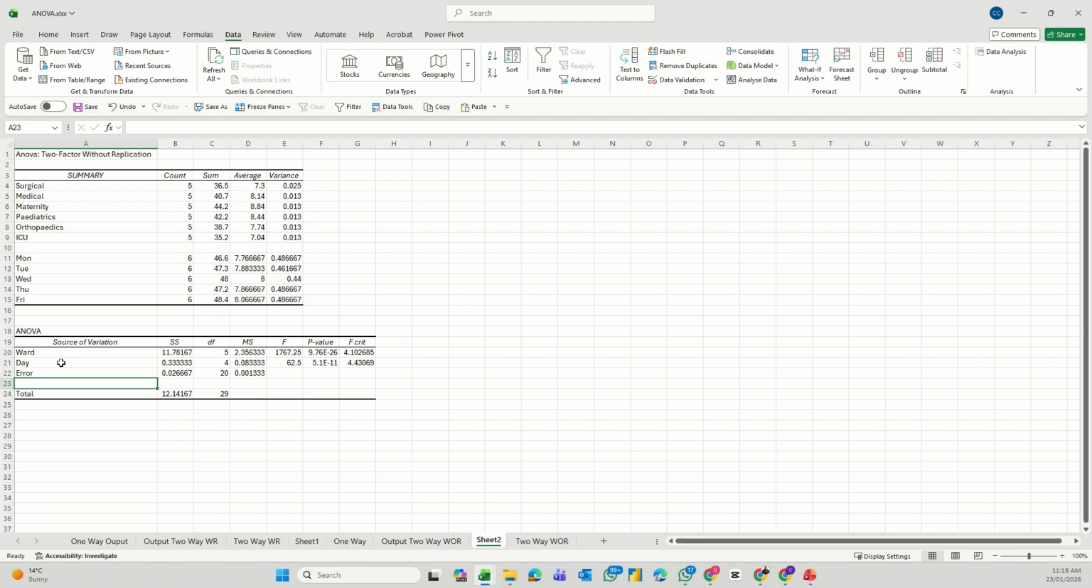We missed out on something. What was our null hypothesis here? Can you try to give us what our null hypothesis is? At this point, we have two null hypotheses. One for rows, which is word, and one for columns, which are days. Which one are we rejecting? We have two p-values here.